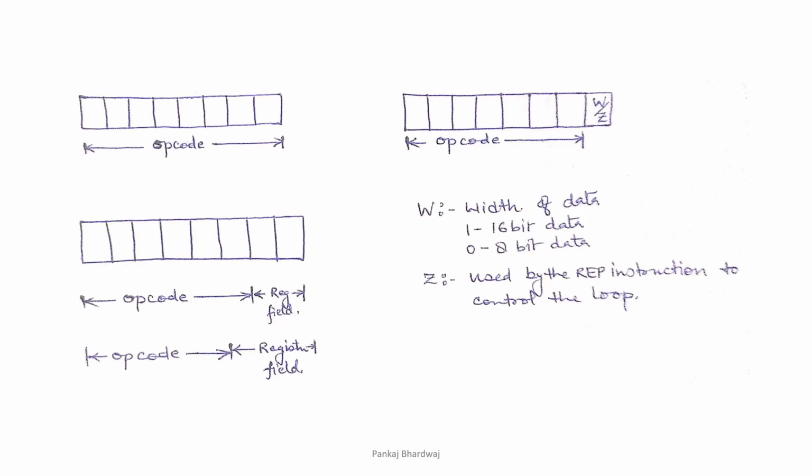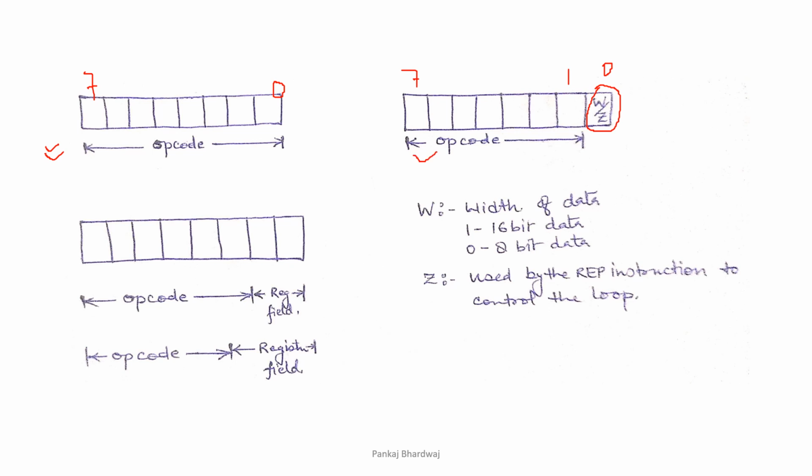For example, this is the case in which all 8 bits are used to define the opcode. This is bit 0 and this is bit 7. So all 8 bits are used to define the opcode. In the second case, 1 bit is used to define the width of the data, or the REP instruction to control the loop, and the remaining 7 bits, from 1 to 7, are used to define the opcode.